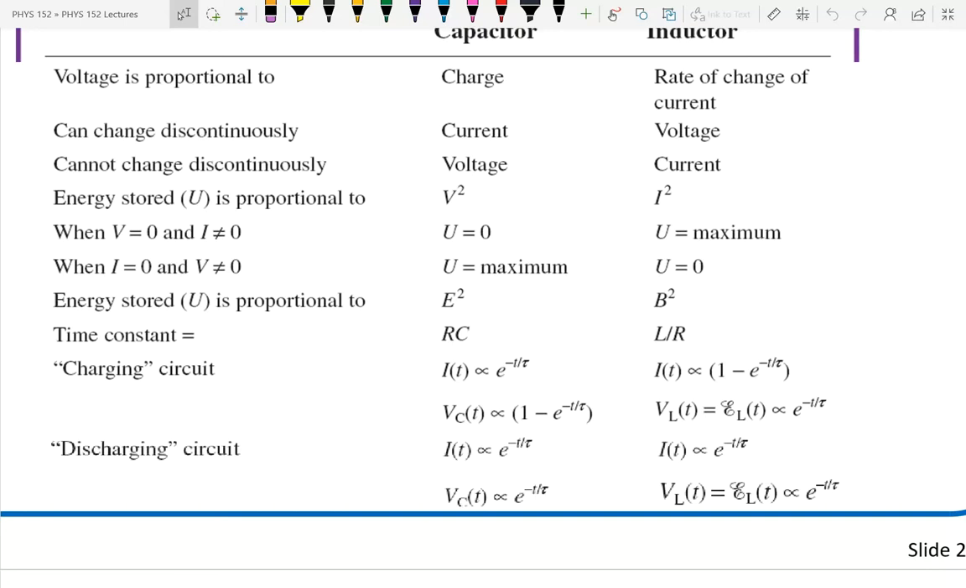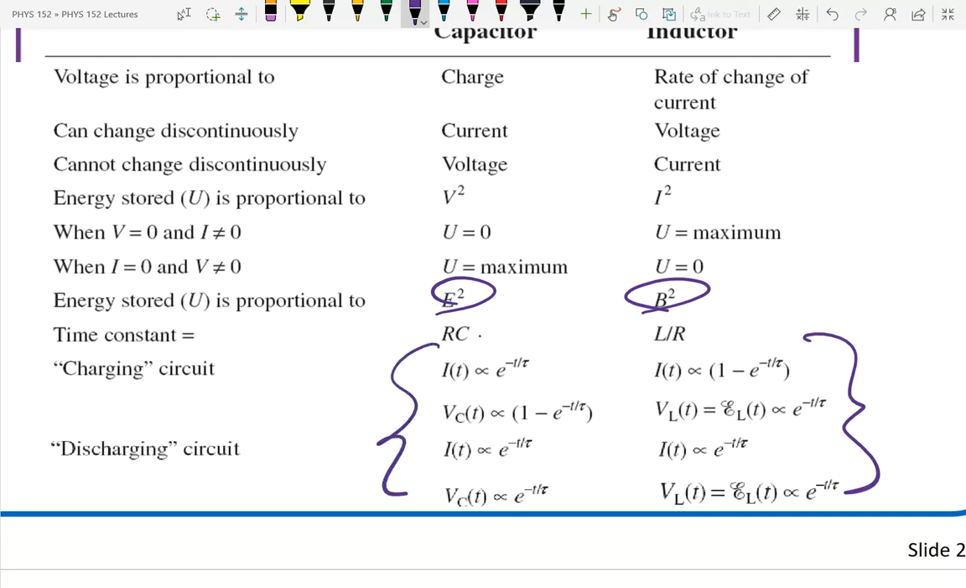Then the situations when voltage is 0 and when current is 0 are opposite of each other. Energy is stored in the form of electric field versus magnetic field, and I said that's super important. And the time constants, RC time constant versus L over R. These equations are fundamentally the same equation.